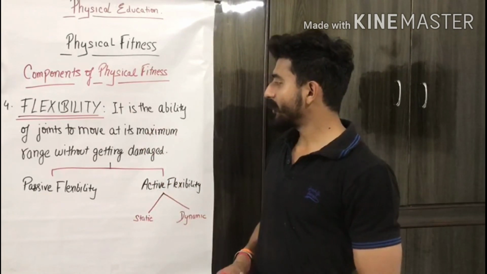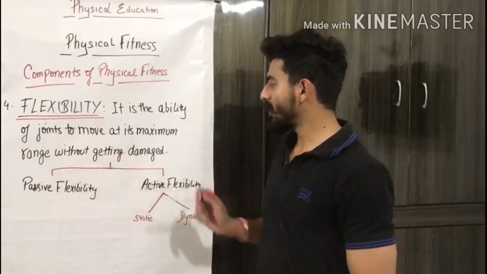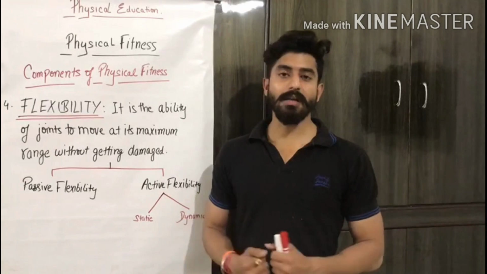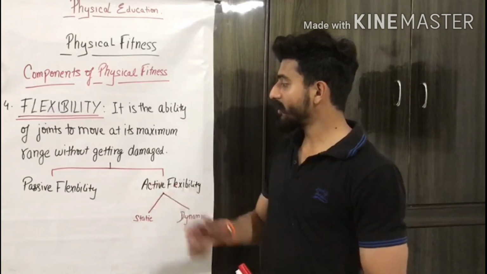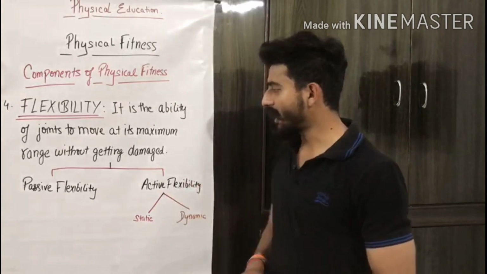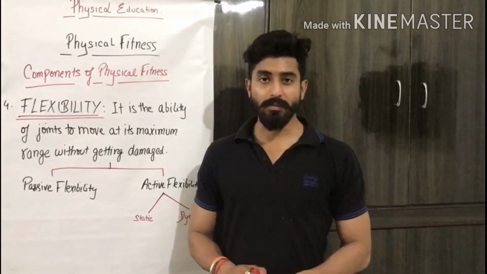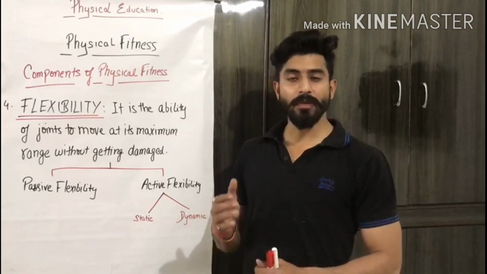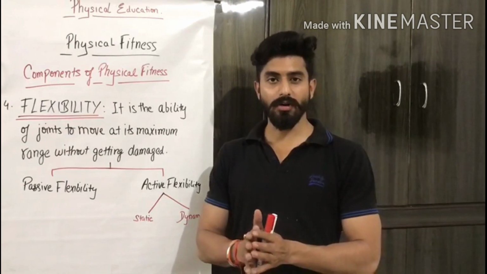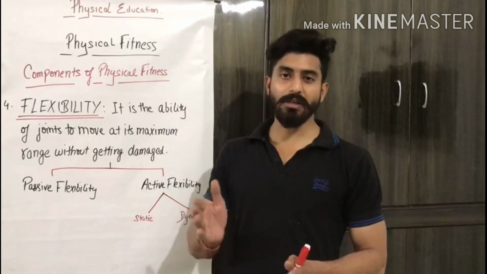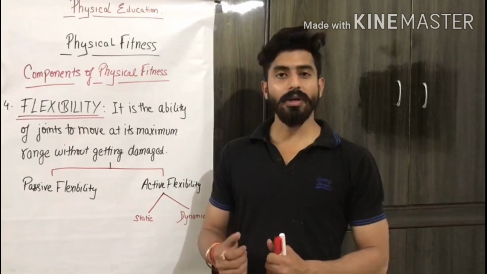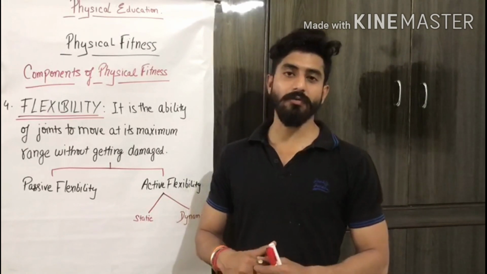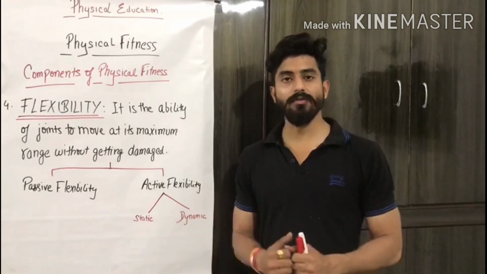The fourth component of physical fitness is flexibility. Flexibility is the ability of joints to move at its maximum range without getting damaged, or you can say the ability of the muscles to stretch to their maximum without getting damaged. It is of two types: passive flexibility and active flexibility. Passive flexibility is a type of flexibility in which you do some kind of stretching or activity to improve your flexibility with the help of a partner, or you can say indirect flexibility. That means you are using any kind of machinery, any kind of tool or equipment to increase your flexibility.